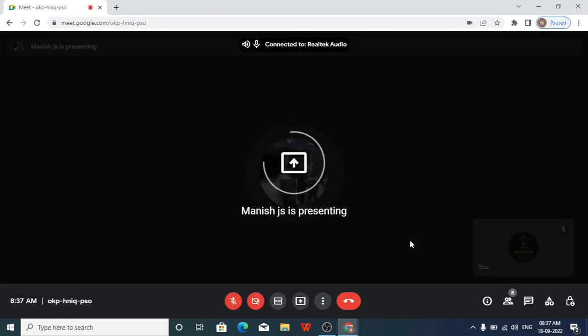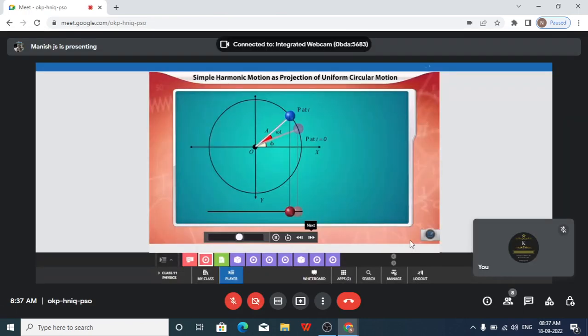At time t, the angle made by the position vector of the rod with the positive direction of the x-axis is omega t plus phi. The projection of OP at time t on the x-axis is OP dash. Let the position of P dash be denoted by x.